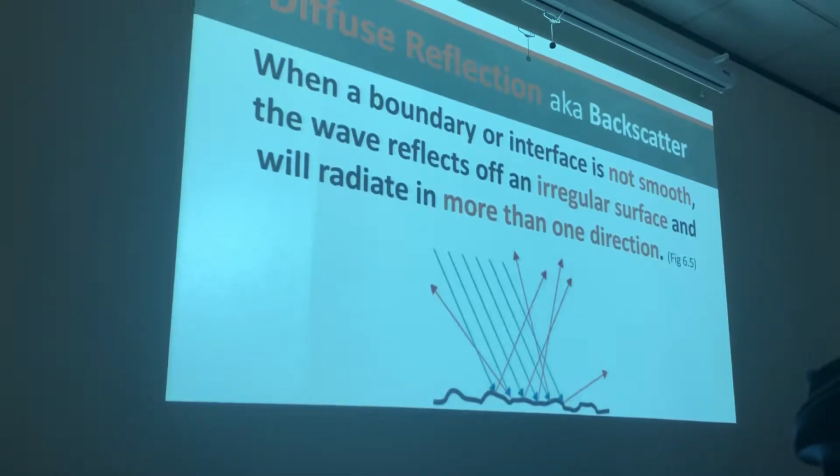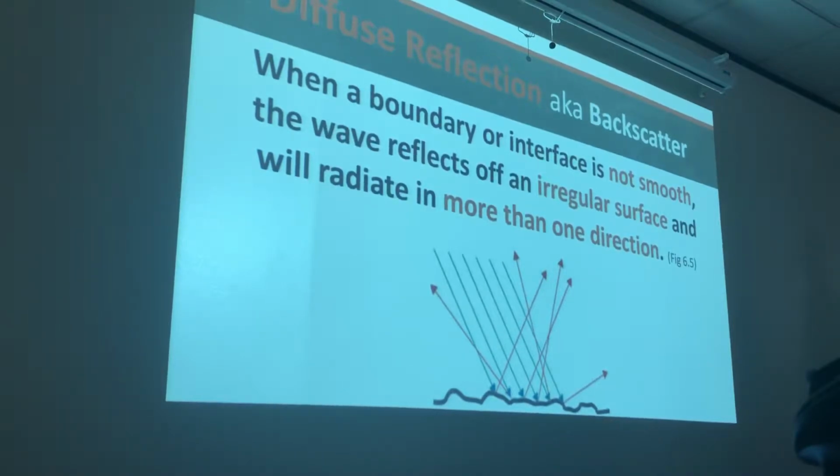Okay. Backscatter is different to scattering in that backscatter and diffuse reflection is not chaotic. It's organized. And we get some of these signals back. So diffuse reflection, also known as backscatter, occurs when a boundary or interface is not smooth, and the wave reflects off an irregular surface and will radiate in more than one direction. Whatever the angle that it hits this irregular border, it is going to reflect back at that angle.